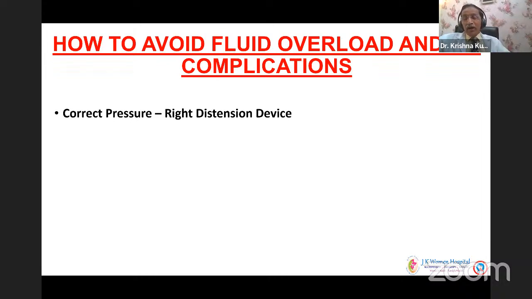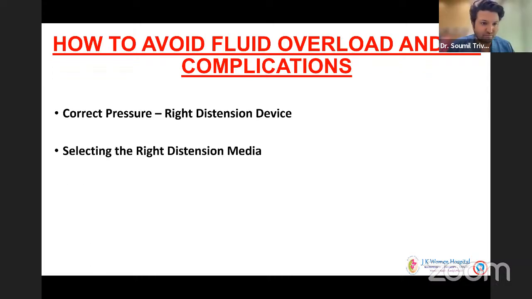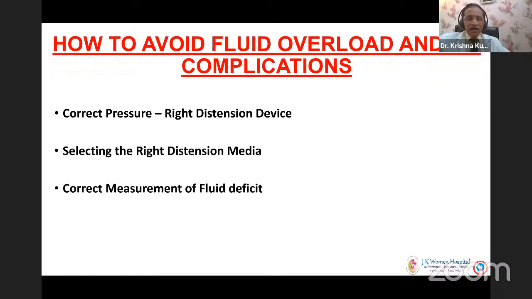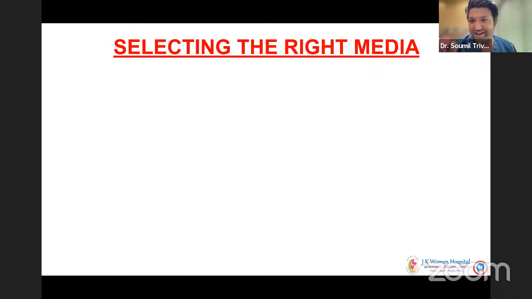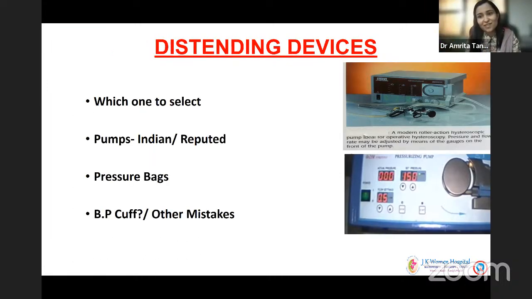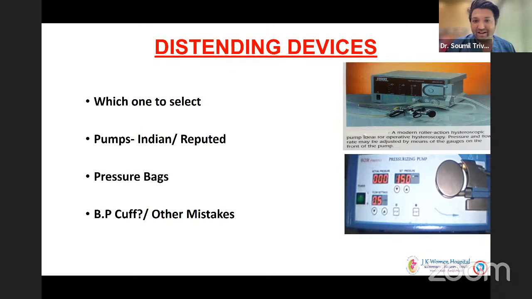So, what will you advise somebody today as to what to buy? There are two things: selecting the distension media, and of course, the correct measurement of fluid deficit. But one advice I want you all to give: the right distension device, because I've never found the right distension device. Storz had come up with one, but they withdrew it after 4 years and said that it is not the right one. I was made to believe that it's the right one, but today I don't know what is right. Endomat, which we have been using, according to me, is still working. I've been using pressure bags, and that is working. So which one to select?